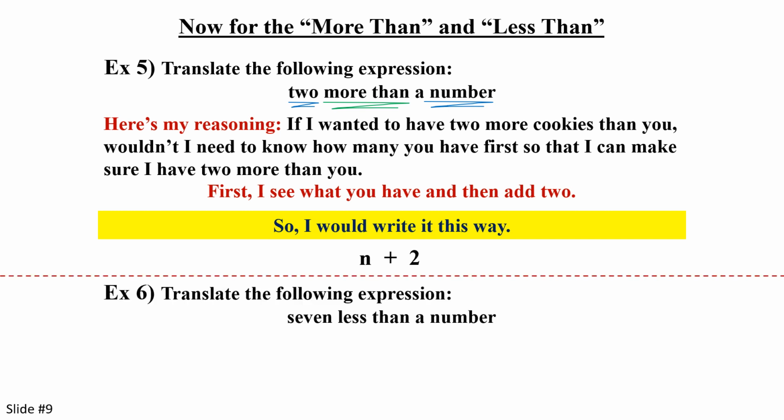So we likewise translate the following expression, 7 less than a number. So I'm going to start with the 7. Less than means I'm going to be subtracting it from something, and that is a number. So n minus 7 is 7 less than a number.